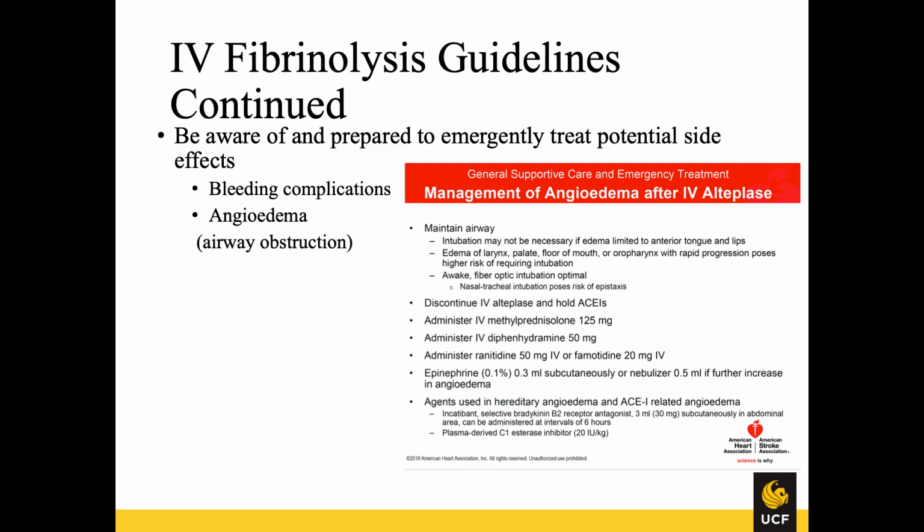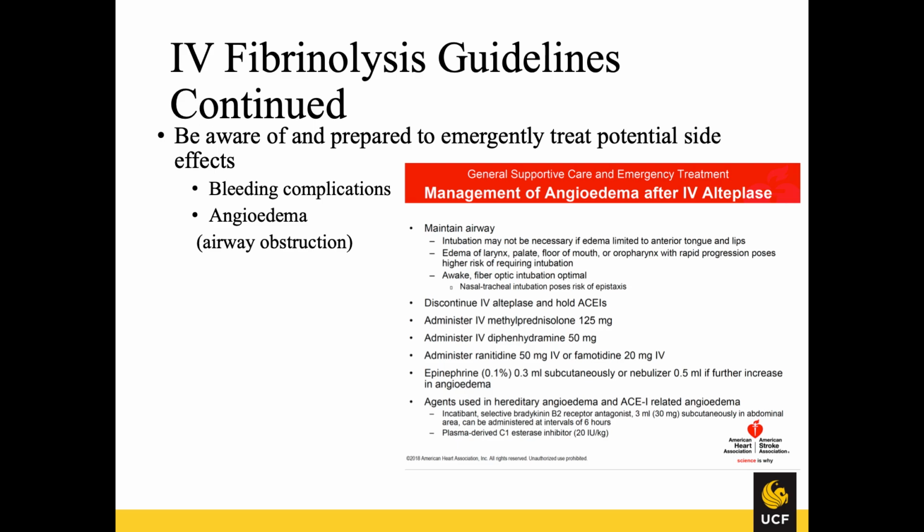Edema of the larynx, palate, floor of the mouth, or oropharynx with rapid progression poses a higher risk, so be on the lookout for that. Again, if the patient has stridor, immediately intubate them. Don't wait. Awake fiber optic intubation is going to be optimal for these people, so having a pulmonologist or an intensivist nearby that can use a fiber optic scope and a bronchoscope to get that tube in is going to be the best. Remember, if they're getting alteplase, they're at risk for bleeding, so with a nasotracheal intubation, they're going to have possible risk for epistaxis.